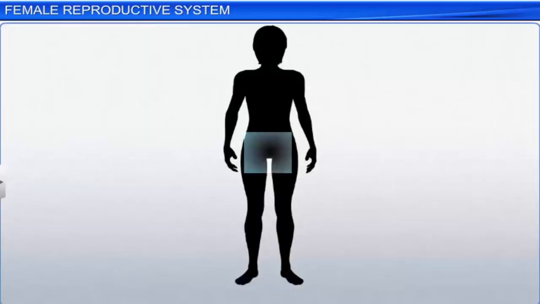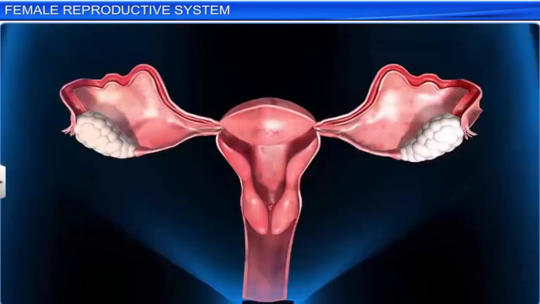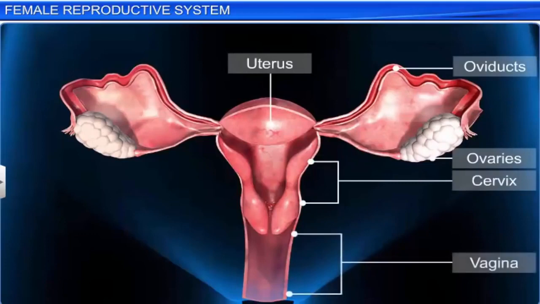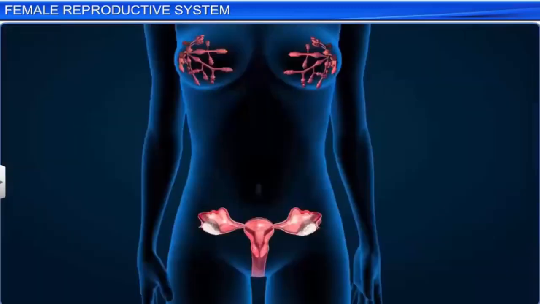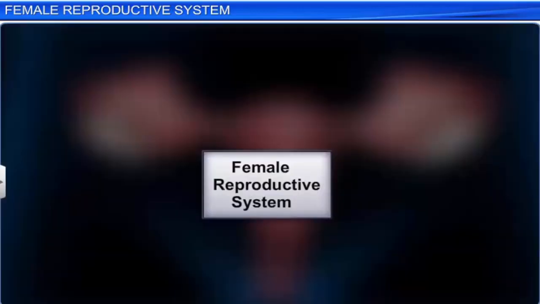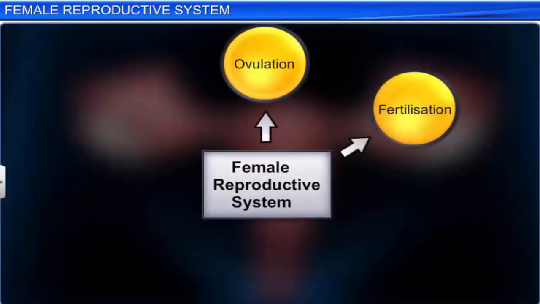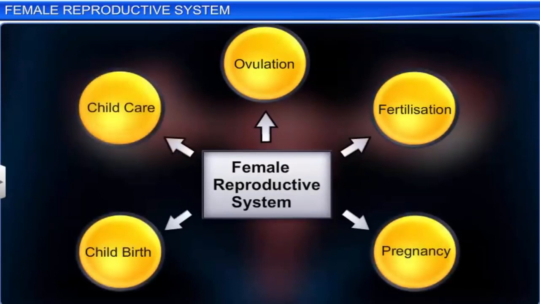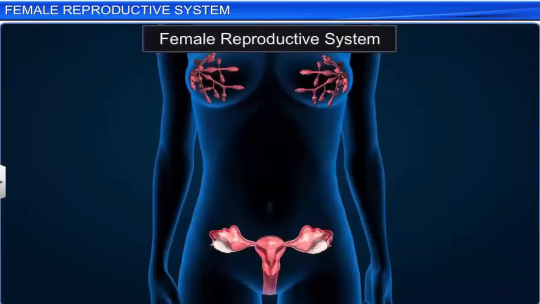The female reproductive system includes the ovaries, oviducts, uterus, cervix, vagina, and the external genitalia located in the pelvic region. Along with a pair of mammary glands, it supports the process of ovulation, fertilization, pregnancy, childbirth, and childcare. Let us study each organ in detail.